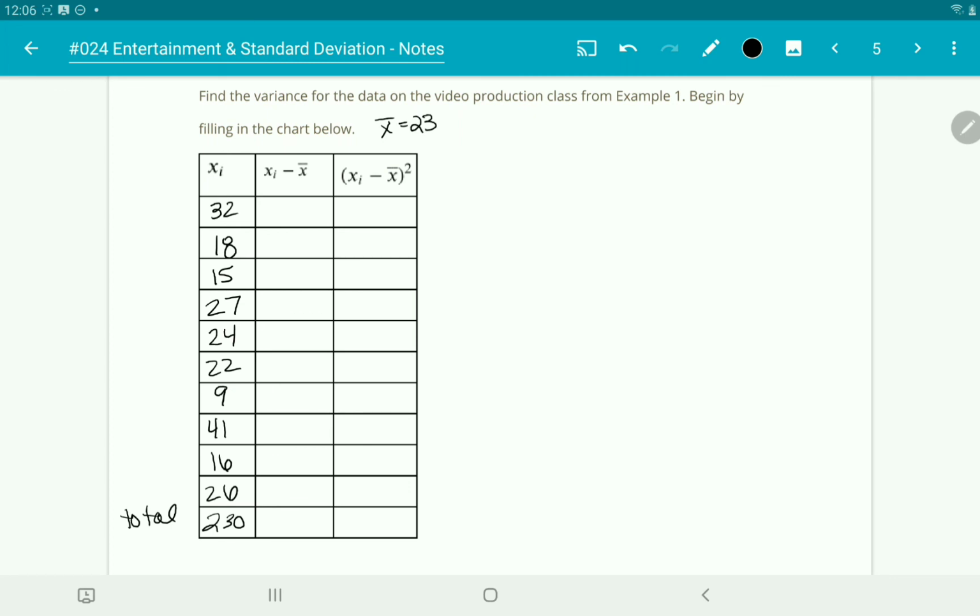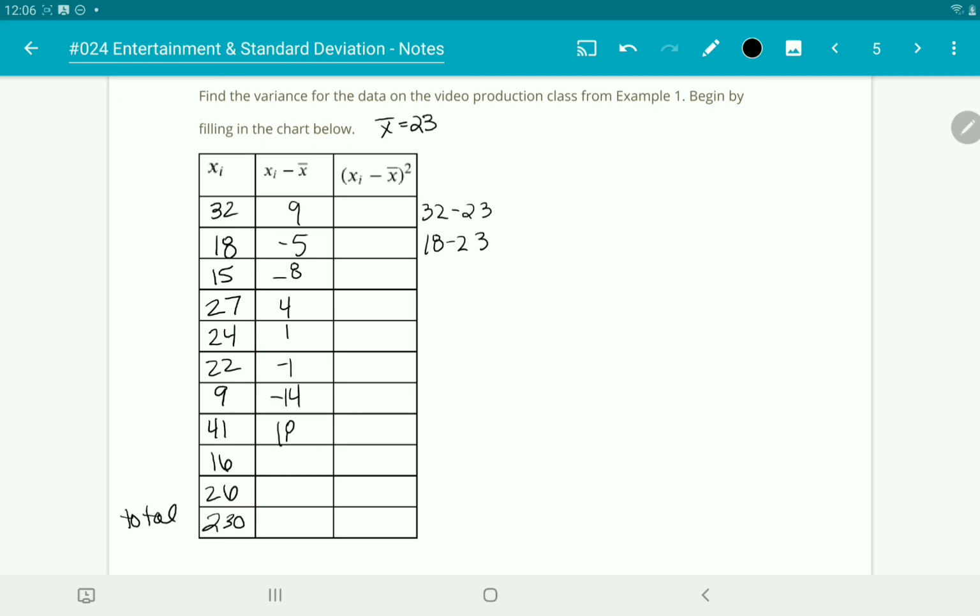So we're taking this number, 32 minus 23. That's for the first one. Then we do 18 minus 23. We do that for each number. We just take the number and subtract 23 to get this one.